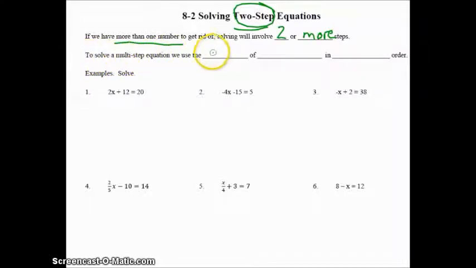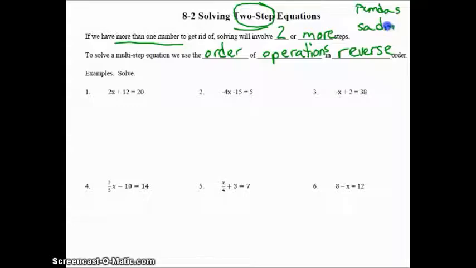To solve a multi-step equation, we use the order of operations in reverse order. So again, instead of doing PEMDAS, we are going to do SADMEP. And that'll help us in solving. And if you remember the onion method, that may help you as well. Okay, to solve, again, we have to get x by itself. That's our ultimate goal.